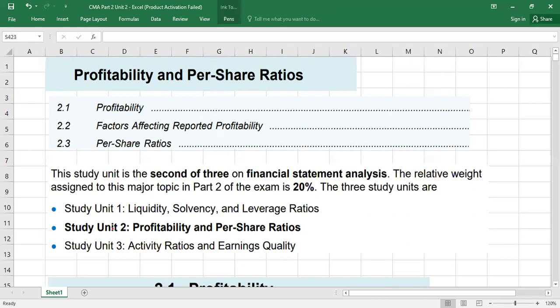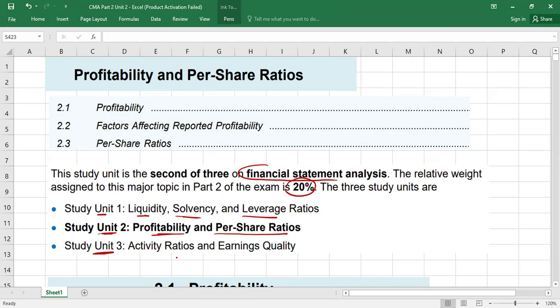Today we are going to start studying unit 2. Actually, we are into the section called financial statement analysis, and it is going to be 20% of your exam. In this section, we have a total of 3 units. Unit 1 is about liquidity ratios, solvency ratios, and leverage ratios. Unit 2 is about profitability ratios and per share ratios. Then we will study unit 3 in future.